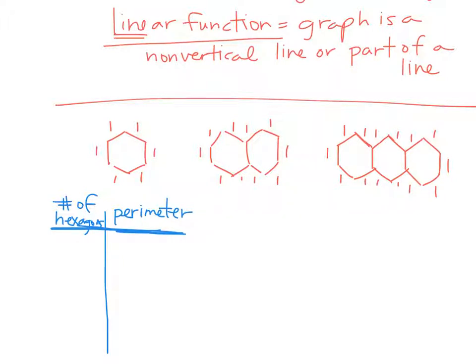Okay, so for our T-chart here, we had 1 hexagon, 2 hexagons, 3 hexagons. We're trying to figure out what is the relationship between our hexagons and our perimeter here. Okay. All right. Now let's think about this.